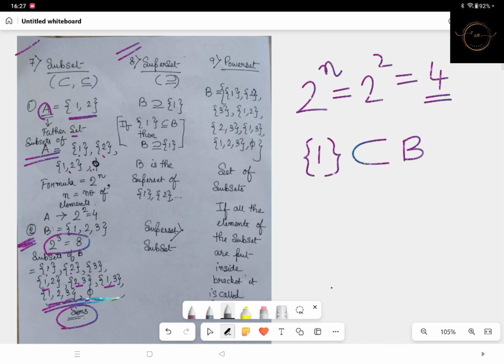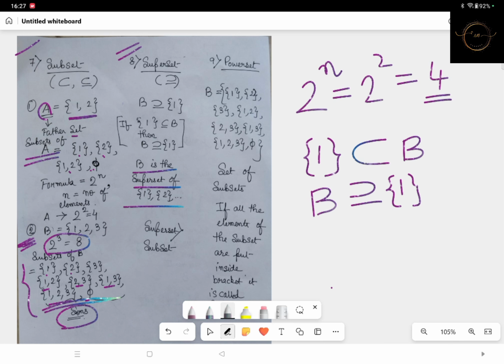If {1} is a subset of B, then the main set or the father set B will be called the superset of {1}. It is just the opposite of subset. If any set is a subset of the main set, then the main set will be the superset of that subset. Okay? So B is the superset of all the subsets, whichever we have got, it is the superset of each of the subsets.